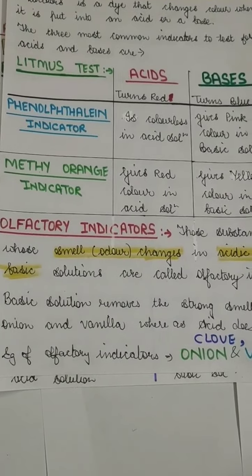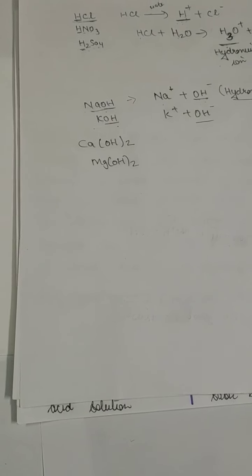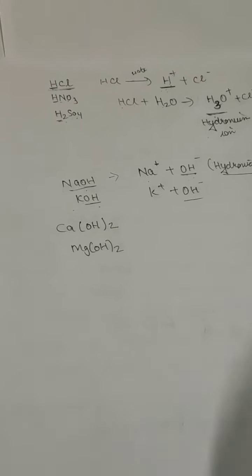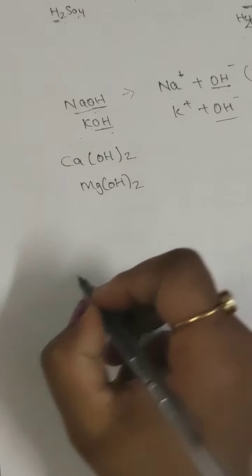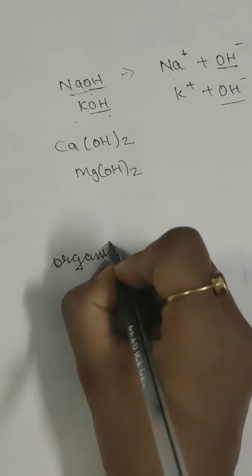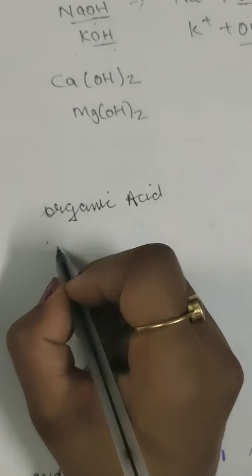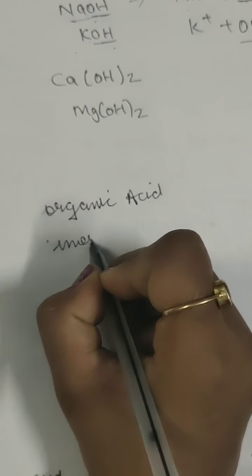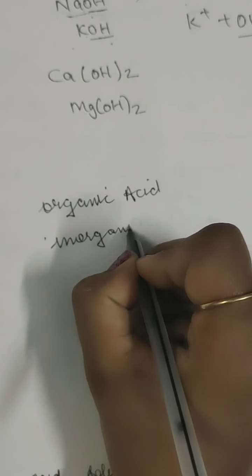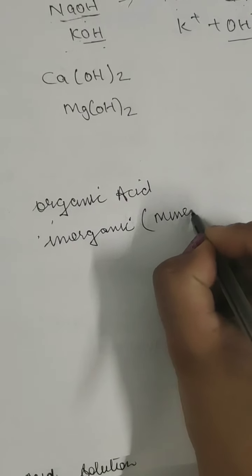Now coming to the next topic, which is about strong acids and weak acids. We can study that acids can be of two types: organic acid, or inorganic acid, or mineral acid.